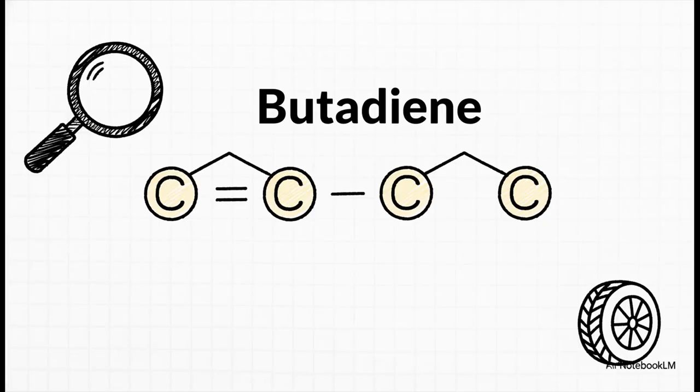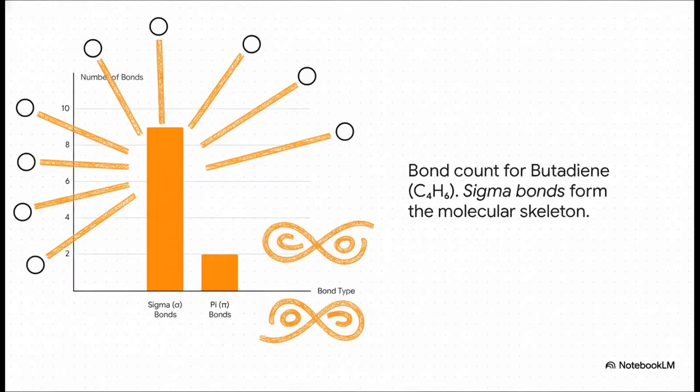All right, let's put this to the test with a real-world molecule. This is butadiene. It's a super important chemical for making synthetic rubber. So the challenge is, can we count up all the sigma and pi bonds hiding in there? Let's do it together. First, just remember that every connection contains one sigma bond, so count them up. There are 6 carbon-to-hydrogen single bonds and 1 carbon-to-carbon single bond.